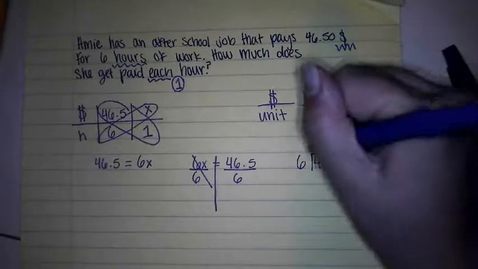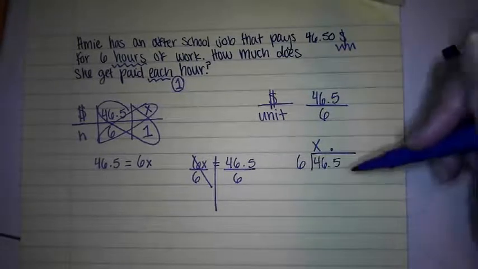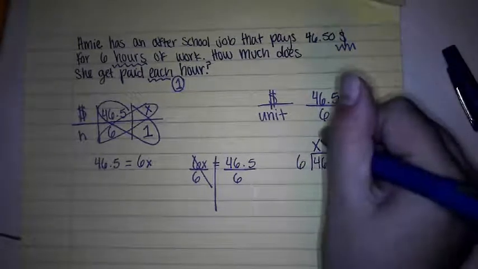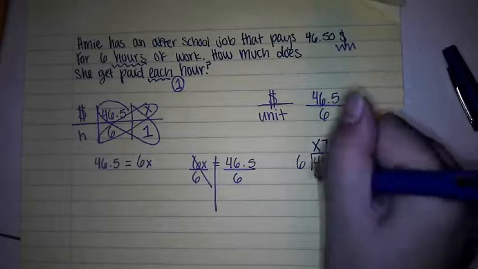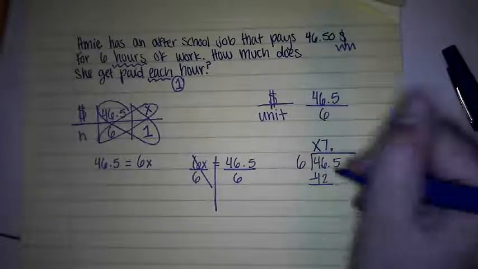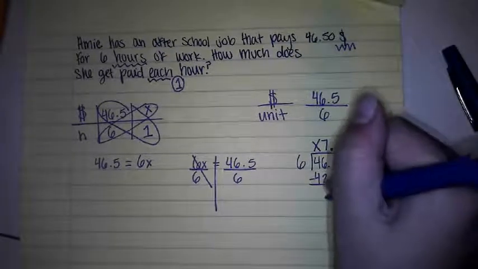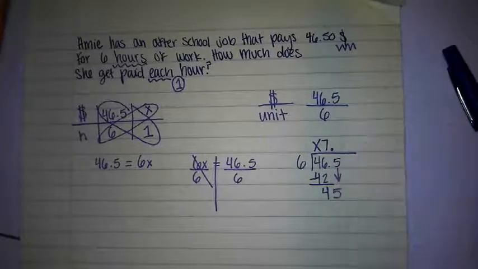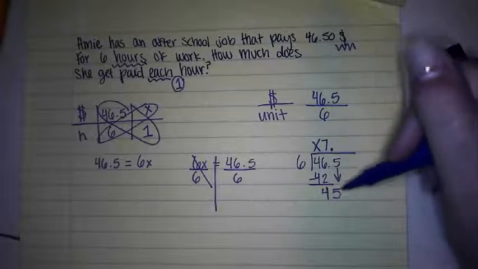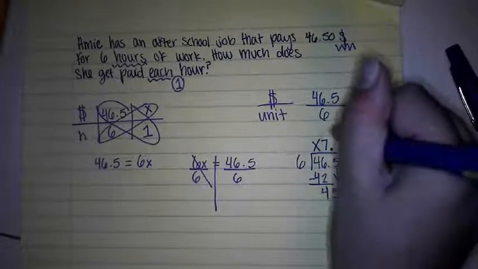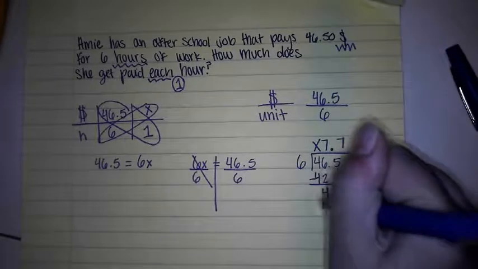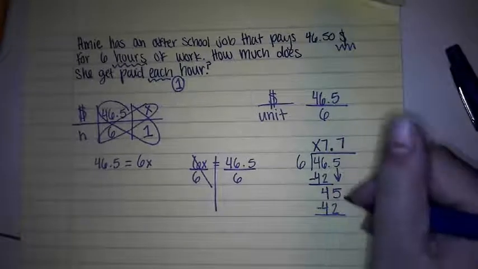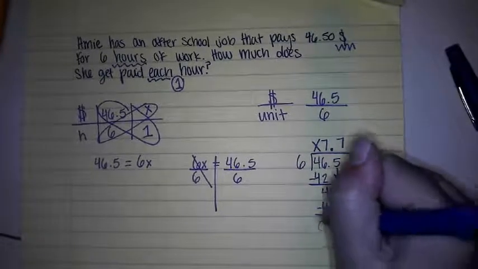Now, 6 can't go into 4, so I'm going to put an X. 6 can go into 46 7 times. 6 times 7 is 42. 46 minus 42 gets me 4, excuse me. Bring down the 5. Can 6 go into 45? 7 times. 6 times 7 is 42. 45 minus 42 is 3. 4 minus 4 is 0.